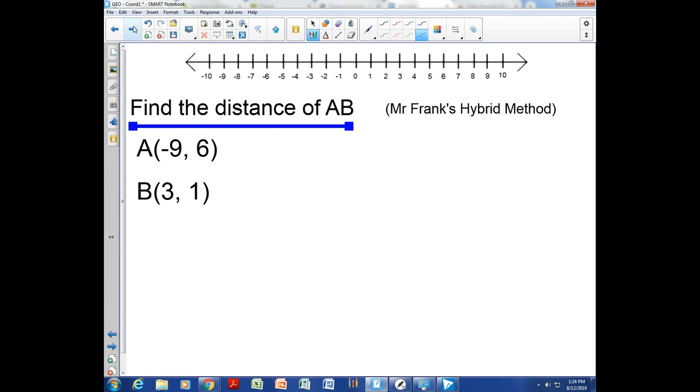Well, how do I do Mr. Frank's hybrid method? Well, I write out my formula once again as being distance is equal to the square root of A squared plus B squared. And now, when I rewrite the formula and I'm trying to substitute without the graph, and I get to the A, what I'm really asking myself is how far are the 2 x values of the 2 points that I'm trying to find the distance of?